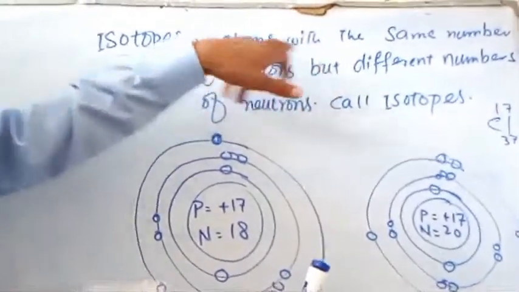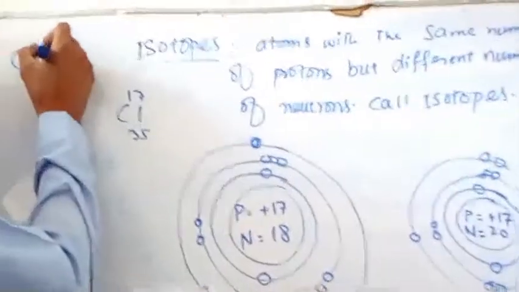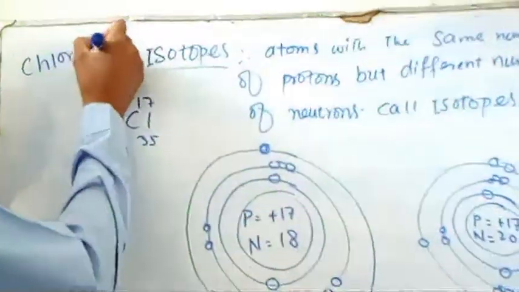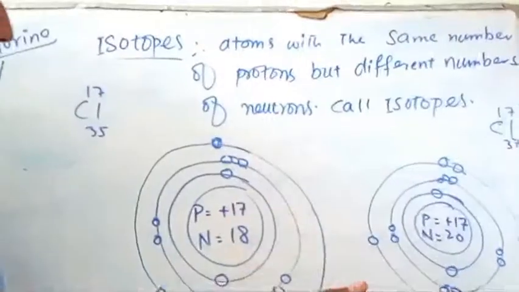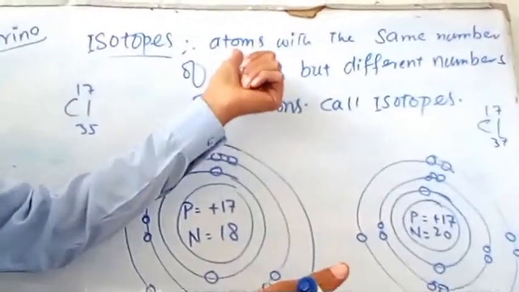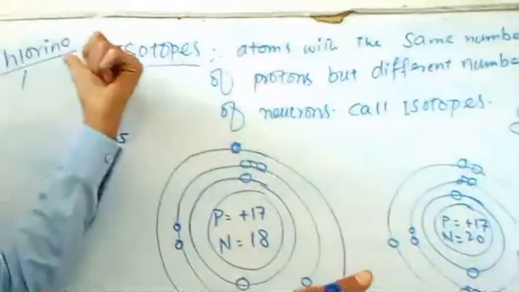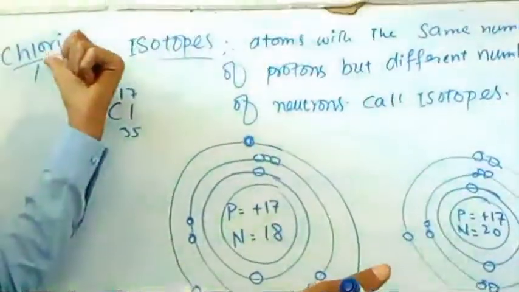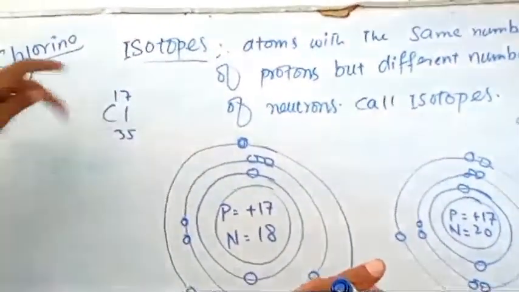So isotopes are the atoms of an element. As we know, chlorine, for example, is an element. An element contains atoms. Why? Because elements are matter and elements are pure substances. So matter has particles. So chlorine is matter and also an element, a substance. Therefore, chlorine has atoms.